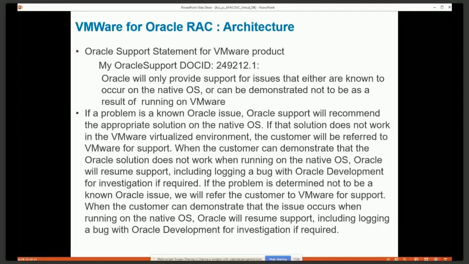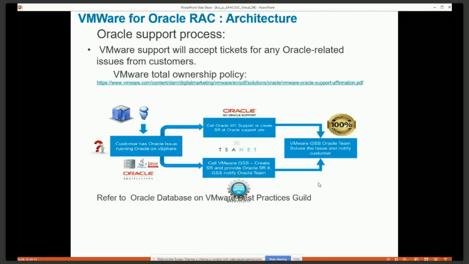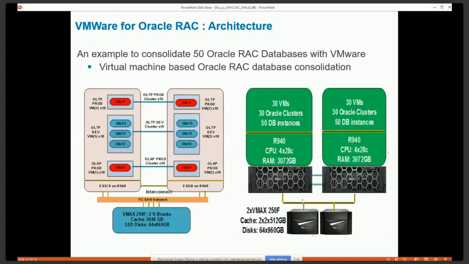The second slide shows the actual support ticket process. You can reference the VMware website, which I'm actually giving here. For any issue, you can first talk to a VMware support engineer, and then they're going to figure out the support paths. It's fully supported. Okay, so I'm going to use this example of how we consolidate 50 databases in a two physical server architecture.